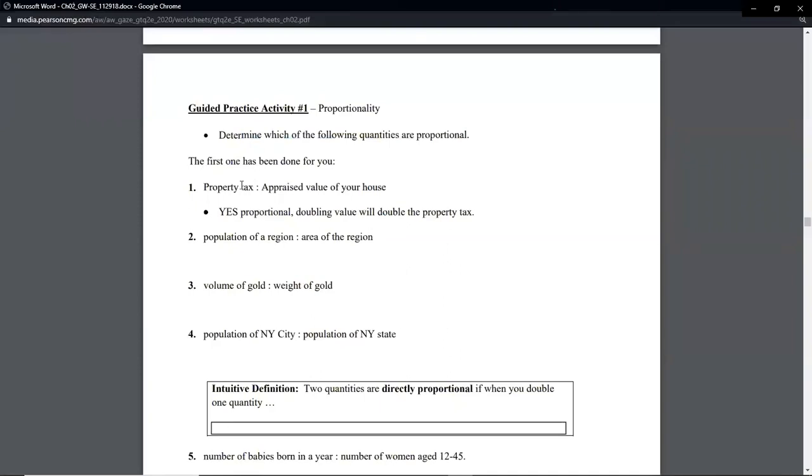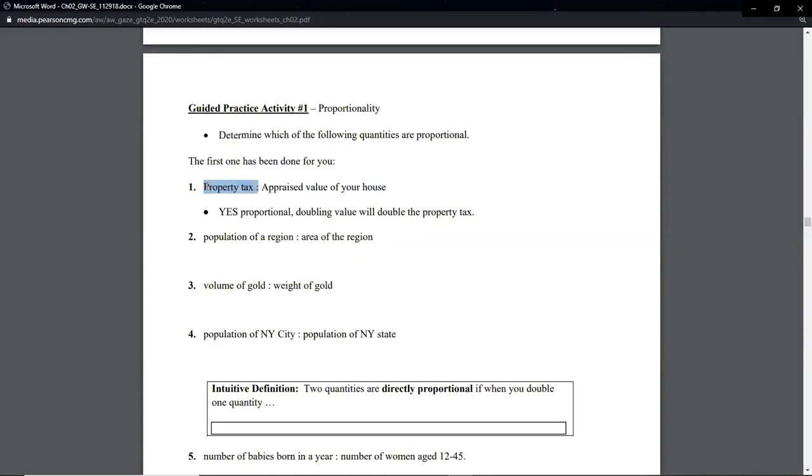Ask yourself, and you might have to think about this as a two-way street: if you double one thing, does the other thing have to double? Asking, if I double the first, does the second have to double? That might not be a logical flow, so maybe you need to ask the question the other way. If I double the second thing, does the first thing have to double?